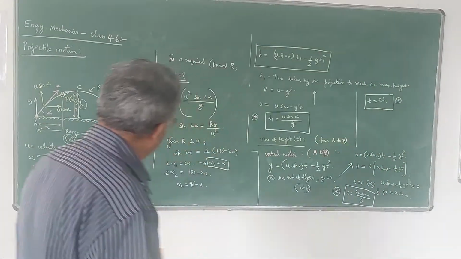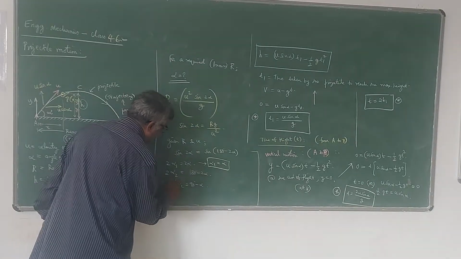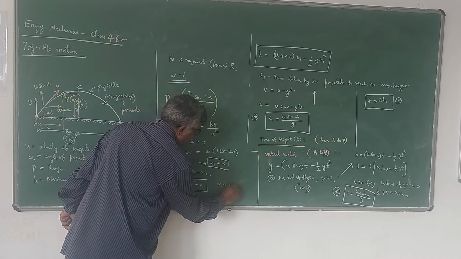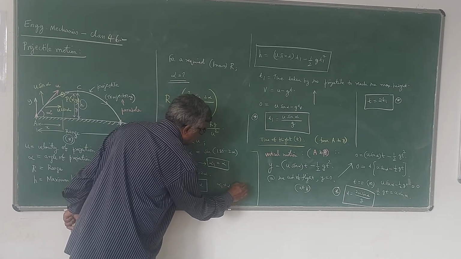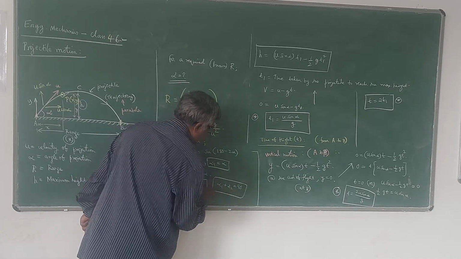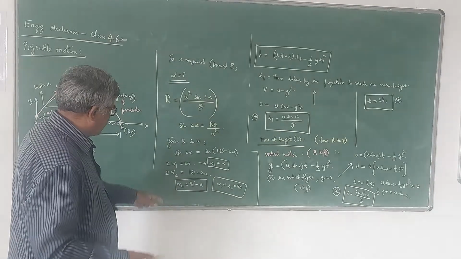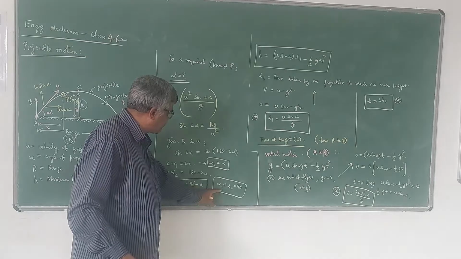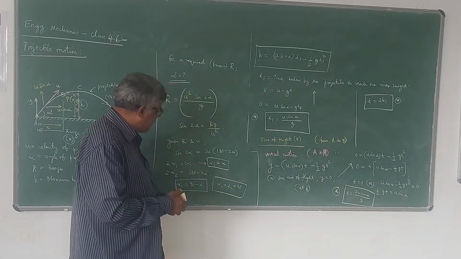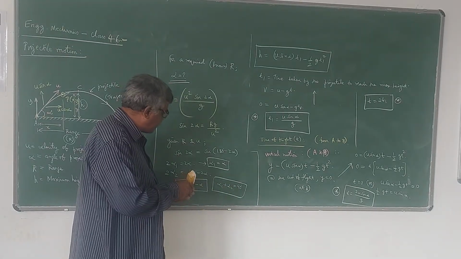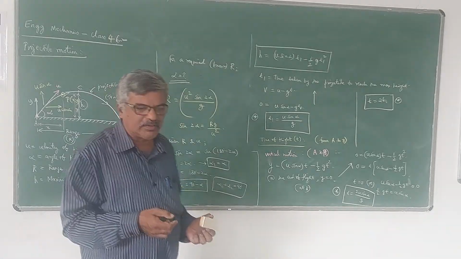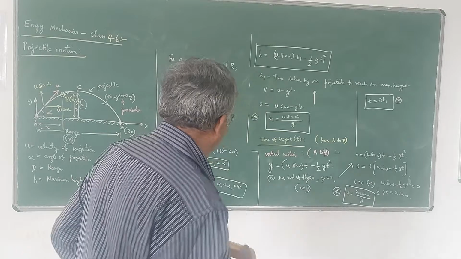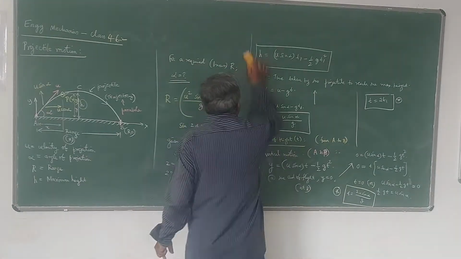Or I can write here that if you add this alpha 1 and alpha 2, alpha 1 plus alpha 2 is equal to 90 degrees. That means one value of alpha may be 45 plus theta, another value of alpha is 45 minus theta. So I can write like this.